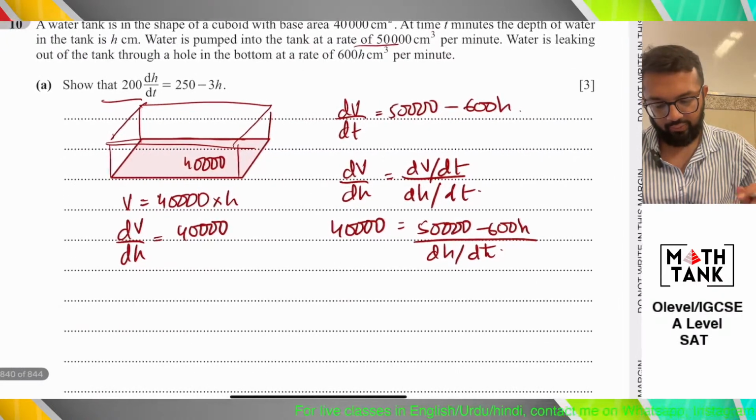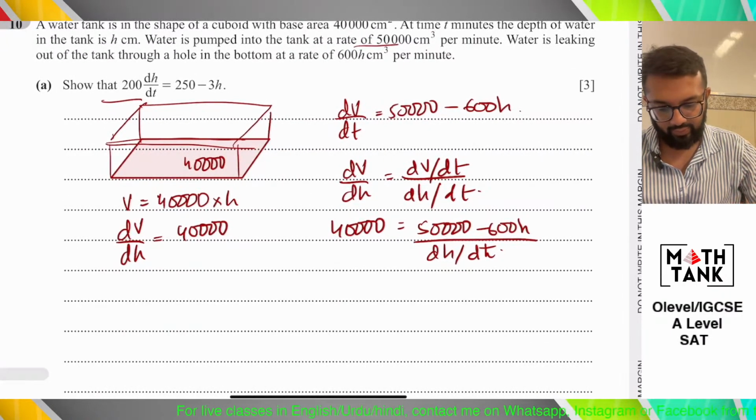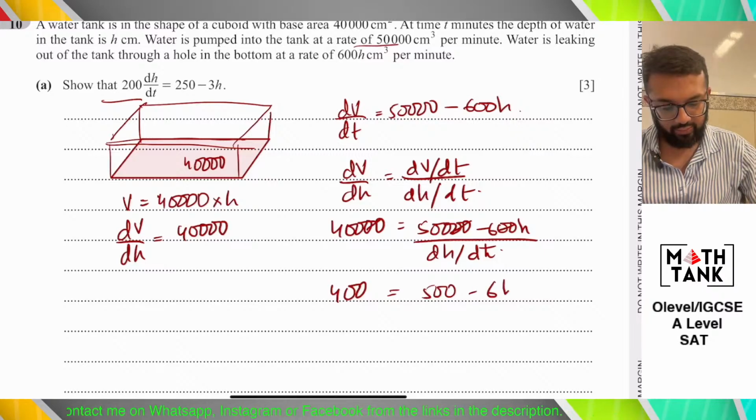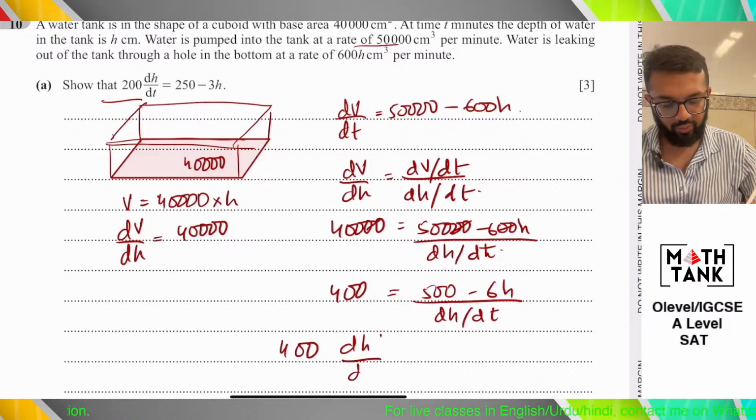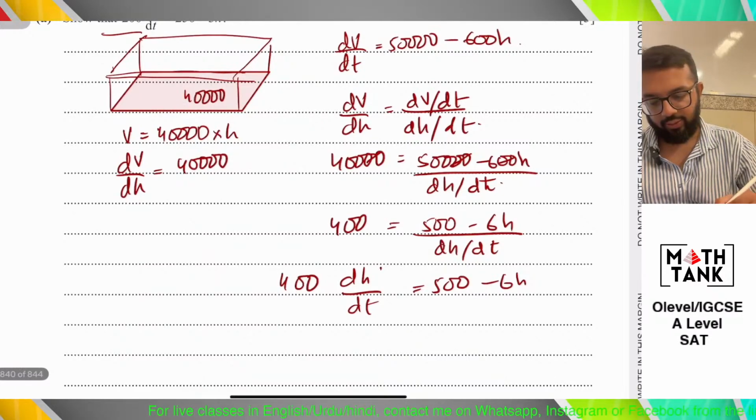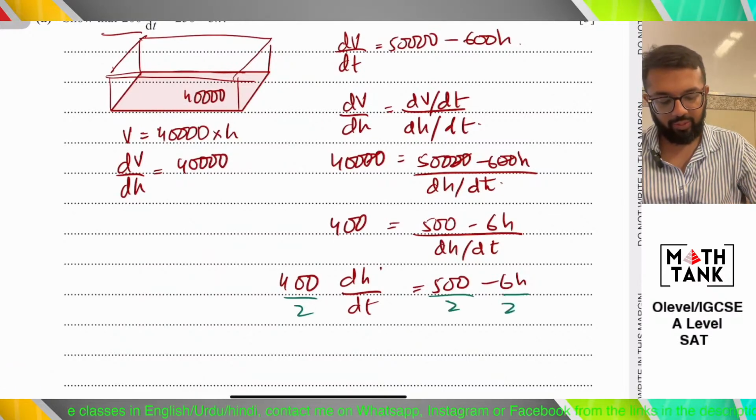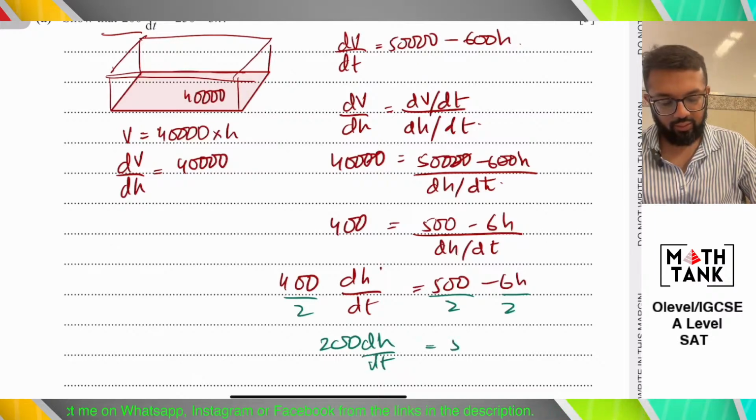Okay, I see a lot of things have been taken common and zeros have been cancelled out. Let's do that too. 0, 0, 0. I have 400 dh over dt equals 500 minus 6h. I see another 2 has been taken care of. So 400 dh over dt equals 500 minus 6h. Divide all terms by 2 to get the required expression. That's 200 dh over dt equals 250 minus 3h.